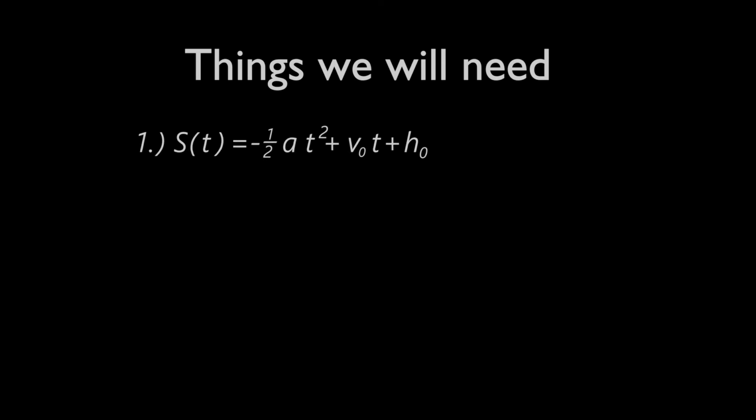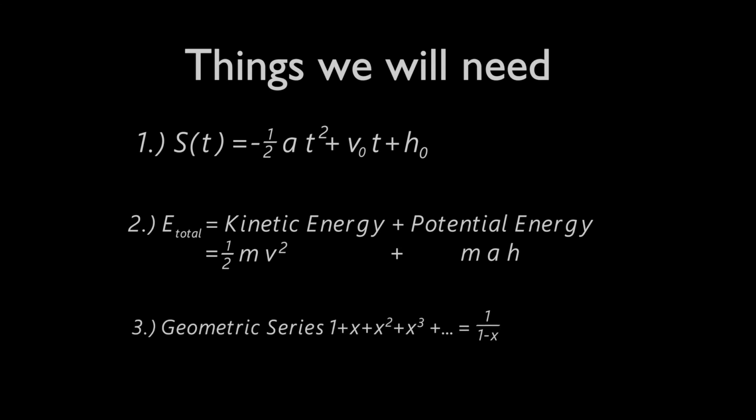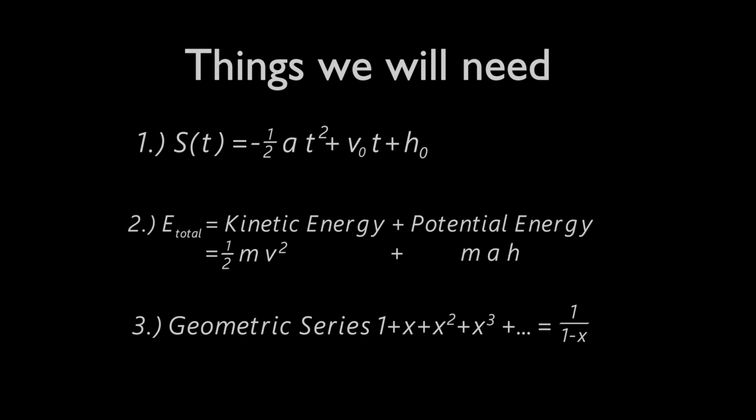What we'll need to solve this problem: 1, we'll need some kinematics. We'll use the equation S of t equals negative 1/2 a t squared plus v t plus h. 2, we'll need the energy of a system, which is kinetic energy plus potential energy, which is 1/2 m v squared plus m times a times h. And 3, we'll need our formula for our geometric series, which is 1 plus x plus x squared plus x cubed plus ... equals 1 over 1 minus x, where the absolute value of x is less than 1.